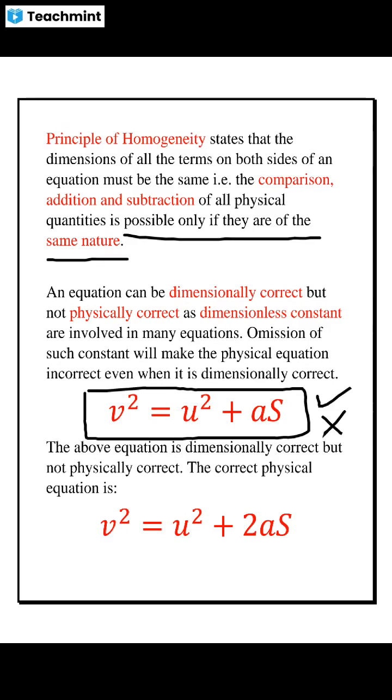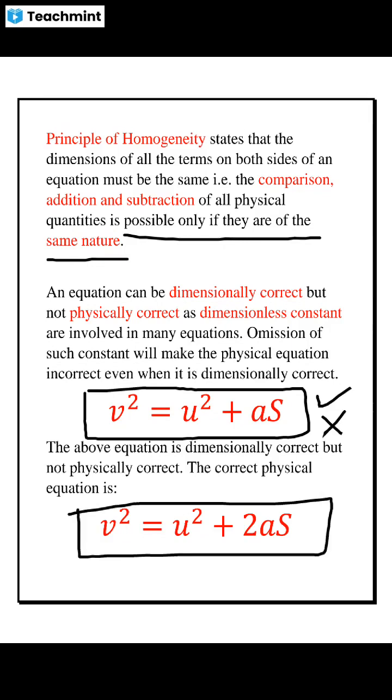But look at this formula. This is the one that we normally use in the equations of motion: V squared equals U squared plus 2AS. This one is dimensionally correct and also physically correct. Why? Because it is complete. The 2 is supposed to be here for this one.